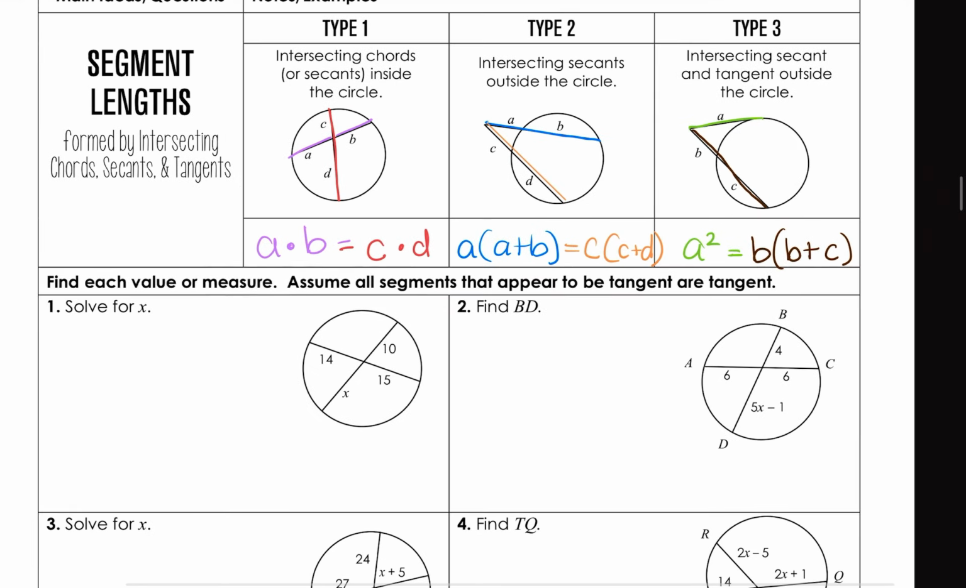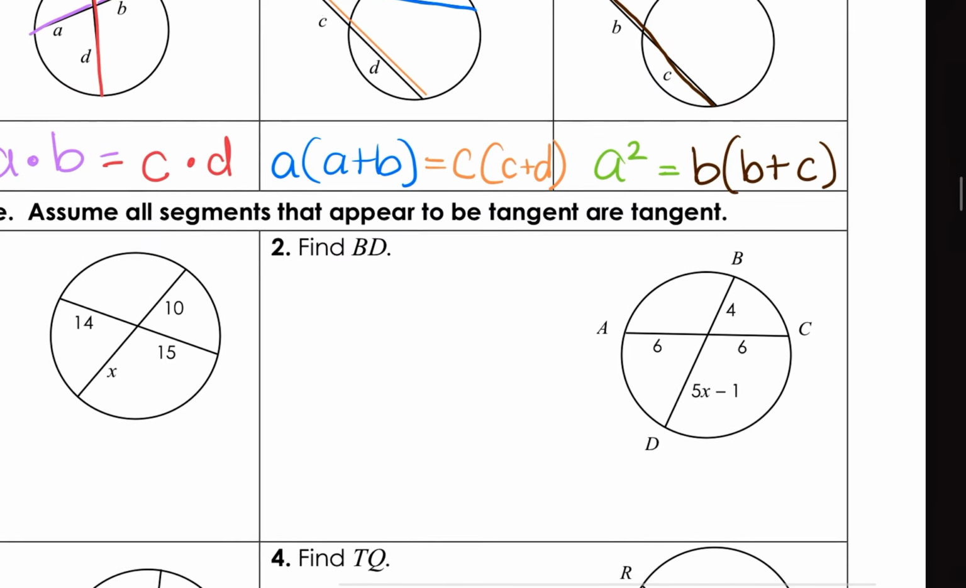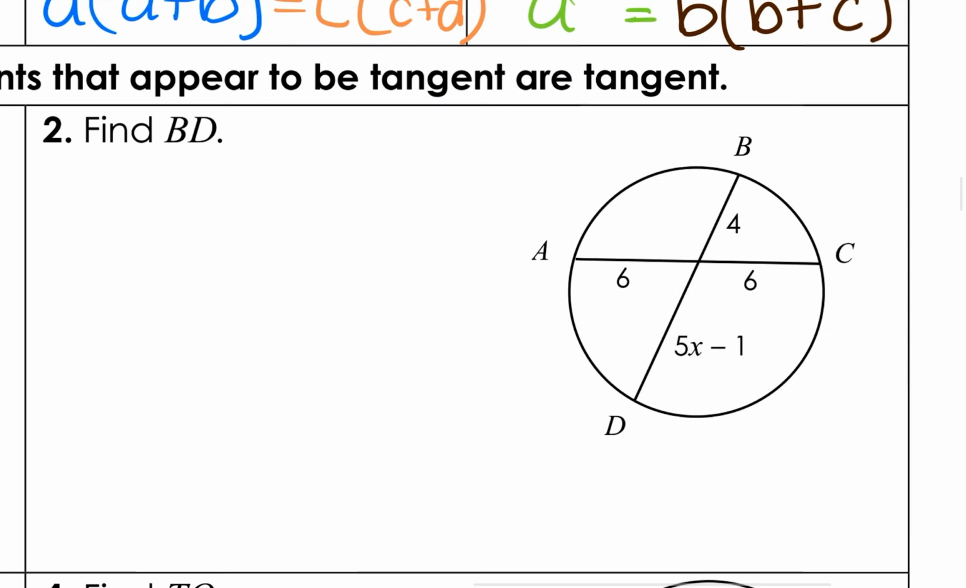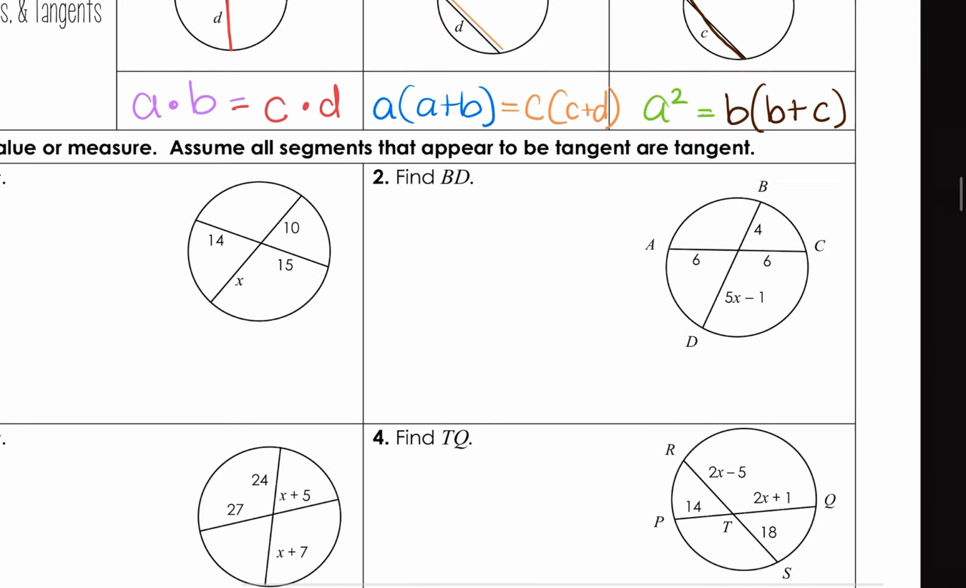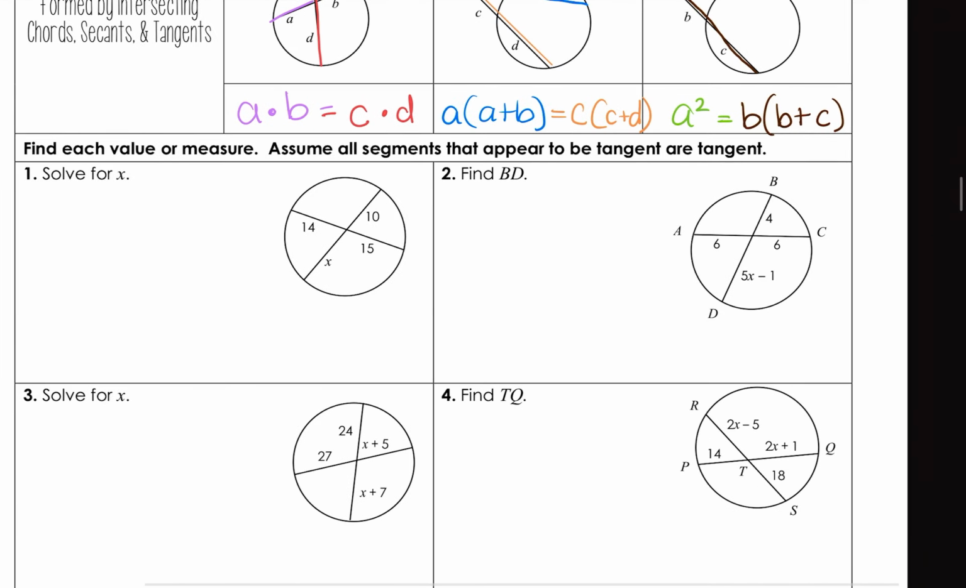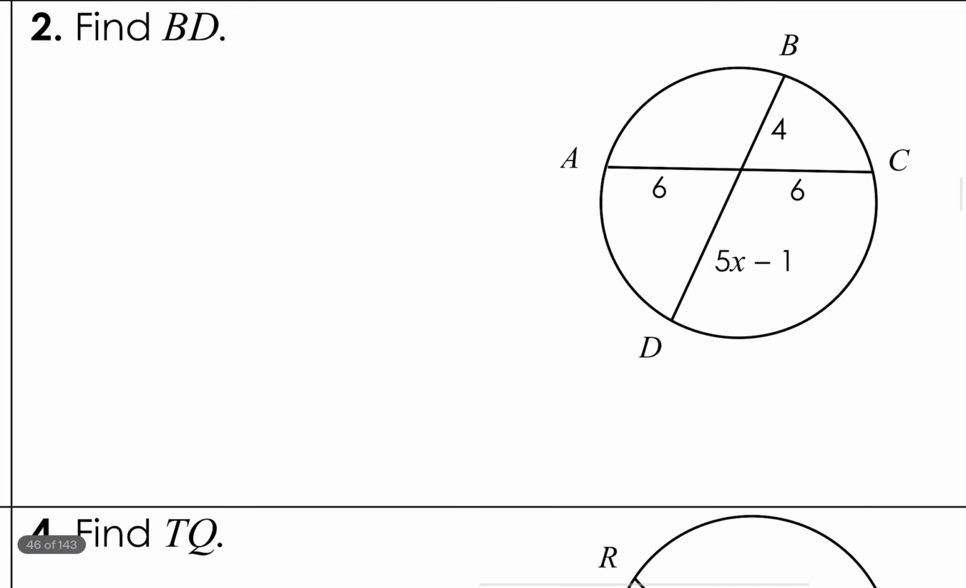Okay, now that you know the relationships, let's see if we can somehow memorize and understand these relationships. So as usual, I will be doing even, and then you can try the odd problems on your own. Let's read directions first. Find each value or measure. Assume all segments that appear to be tangent are tangent. Great.